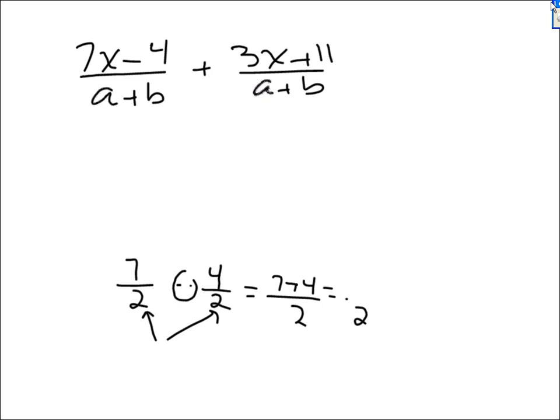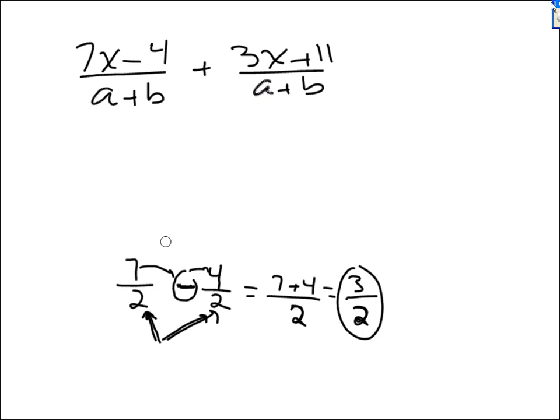everything's pretty much the same except we subtract. In subtraction, if the denominators are the same, and they are, keep the common denominator. Subtract the numerators. 7 minus 4 is 3. And there will be your answer.